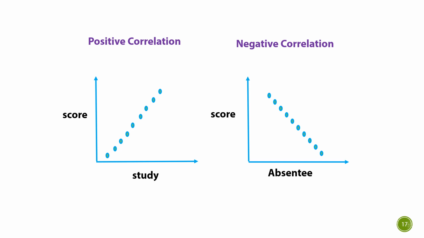So in the diagram on the left-hand side, the line is going upwards from left to right. Opposite to that, negative coefficients represent cases when the value of one variable increases, the value of the other variable tends to decrease. A negative relationship produces a downward slope. So you can see in the right side diagram, the line is going downwards from left to right.